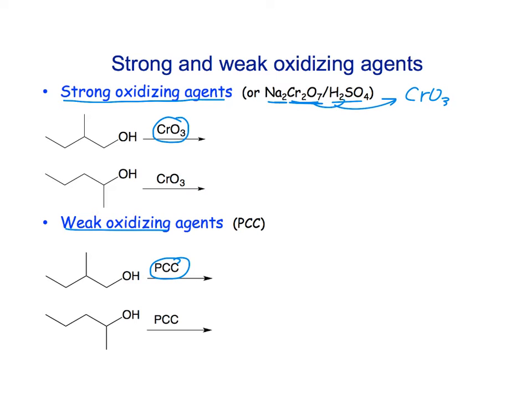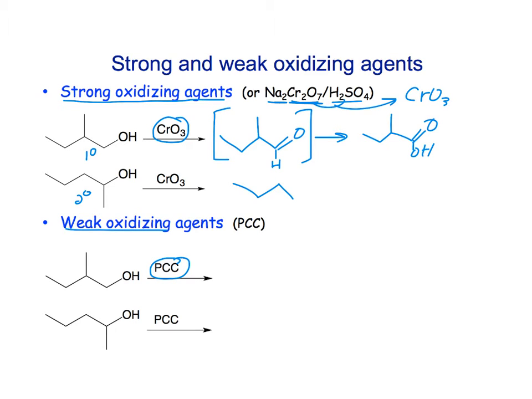When we oxidize a primary alcohol, just like we saw in the last slide, with a strong oxidizing agent, it gives us an aldehyde. That aldehyde immediately gets oxidized further to a carboxylic acid. We cannot stop at the aldehyde stage. If we oxidize a secondary alcohol, our product is a ketone. Because there's no H on that carbon bearing the oxygen, it stops there, doesn't go further.